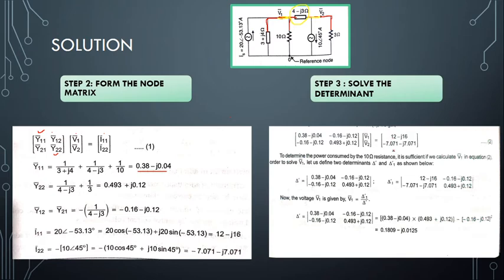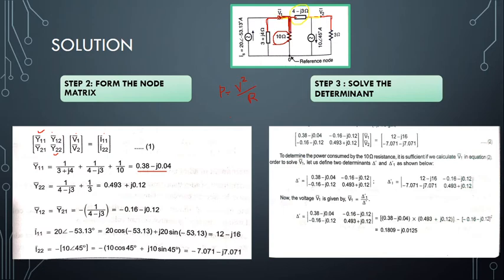In the question, what is asked? We are asked to calculate the power consumed by this 10 ohm resistor. Now what is the power? Power is equal to V square divided by R, right? So the R value is 10 ohm and we need to find the corresponding voltage. This 10 ohm is connected to which voltage? It is connected to V1.